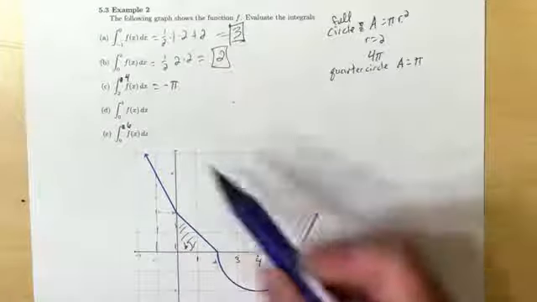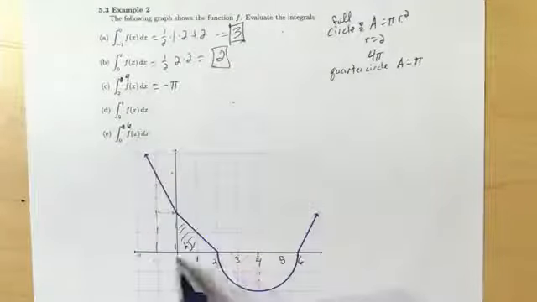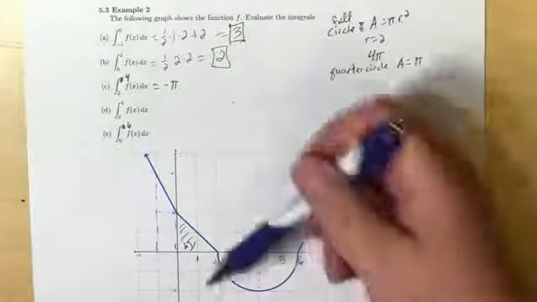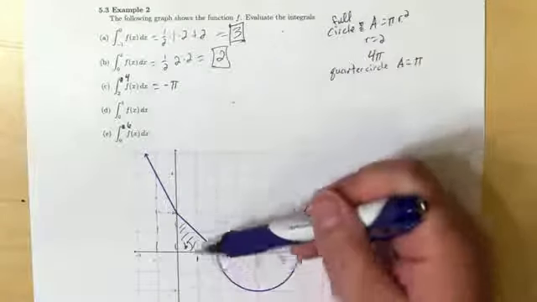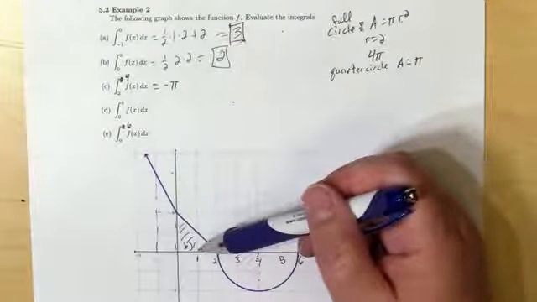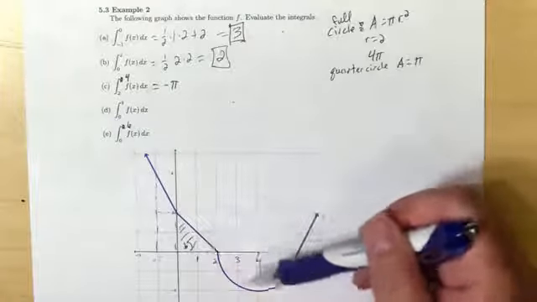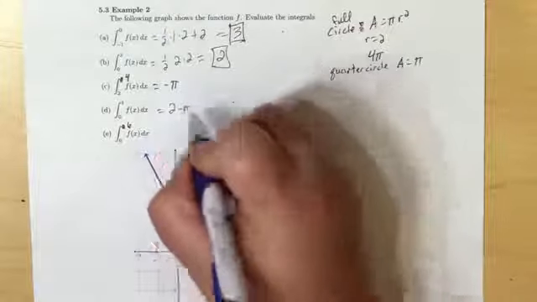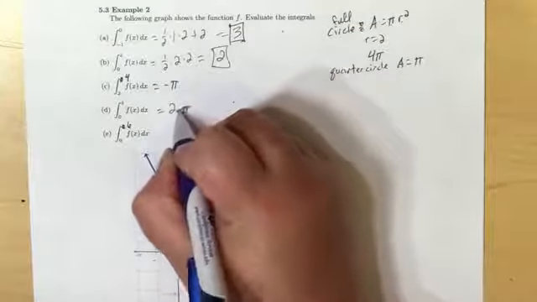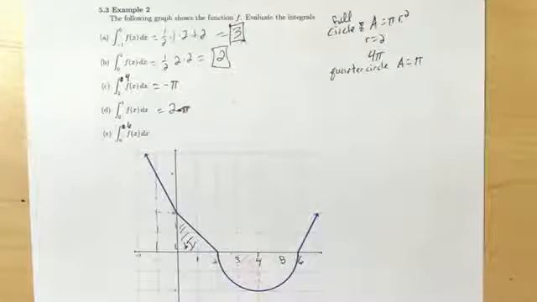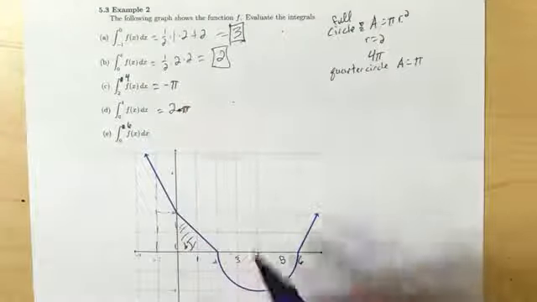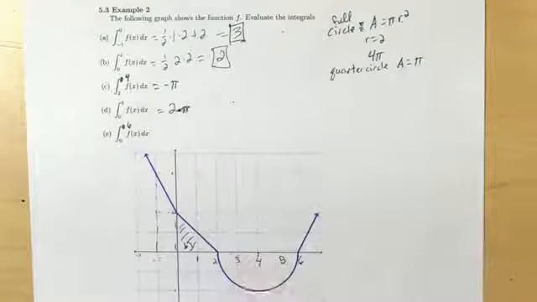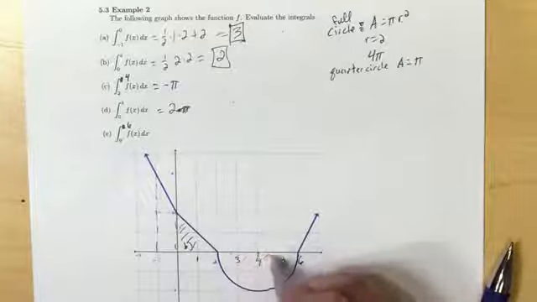Now the integral from 0 to 4, we're looking at the area under the curve, in other words, between the curve and the x-axis. So we have this area we already calculated as 2. This area we already calculated as -pi. So we get 2 minus pi as the answer for part D.